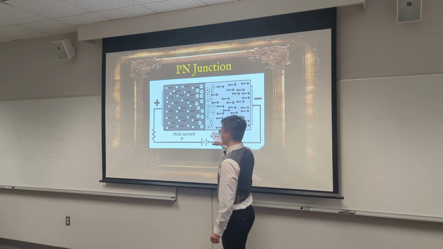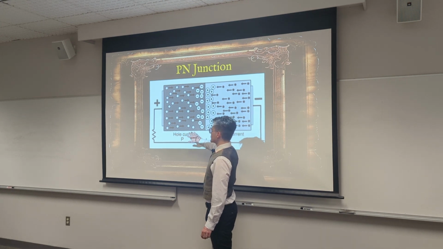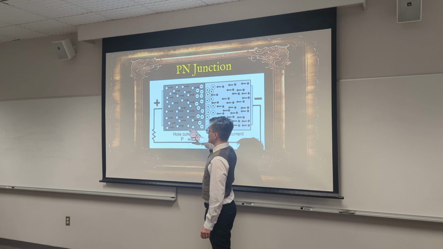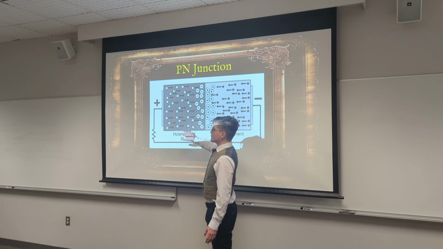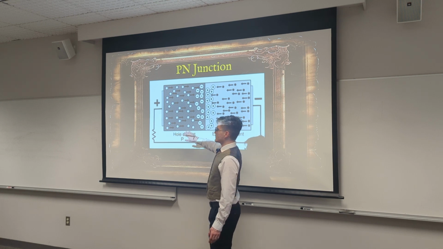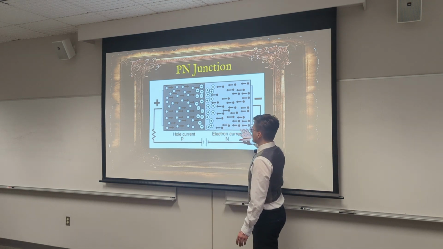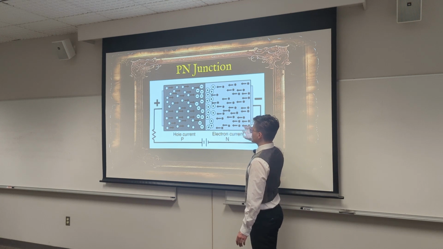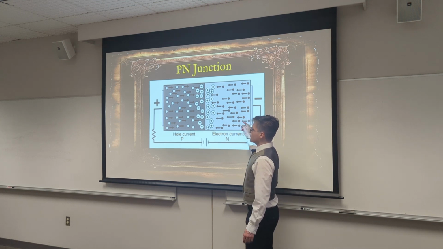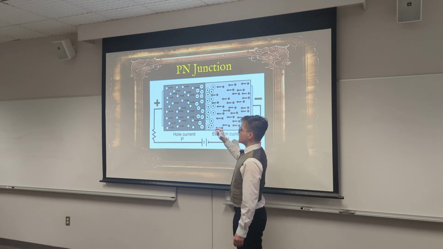So essentially, this junction in the middle here becomes insulative because it has no charge carriers. What this also does is, because the P-type, where it once was neutral, is now losing its electron holes, it's becoming negatively charged. And the N-type, where it once was neutral, is losing electrons, so it's becoming positively charged. And what this does is it creates an electric field pointing from the N-type to the P-type.